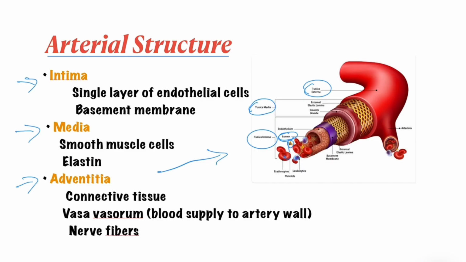The intima is a single layer of endothelial cells, and this is the basement membrane. The second one is the media, the tunica media, which is based on smooth muscle cells, and it contains elastin. The adventitia is connective tissue, and it contains the vasa vasorum, which supplies most of the blood to the artery wall, and nerve fibers.